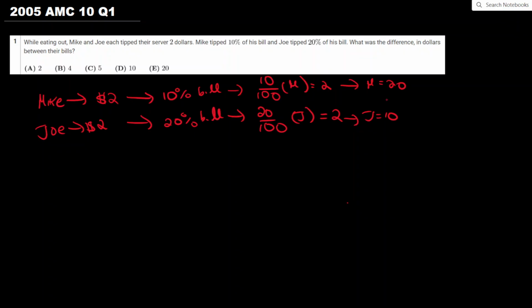So the difference in dollars between their bills is 20 minus 10, which is 10, which means that D is our answer.